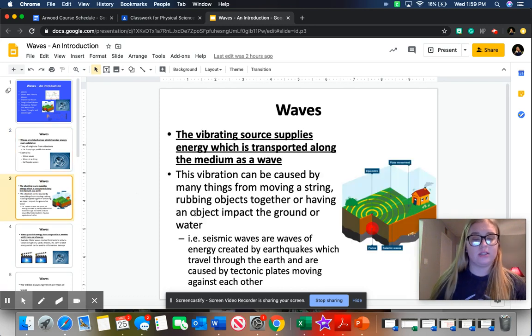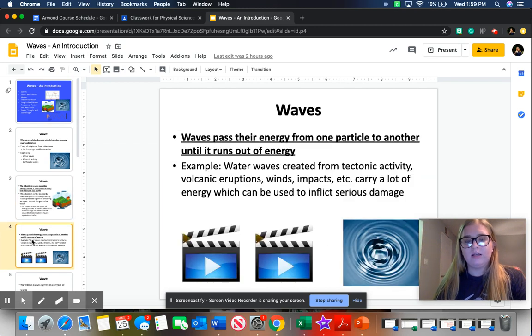So the vibrating source supplies energy, which transports the waves along a medium. That just pretty much means the vibration gives the waves the energy they need to move through objects and to wherever they're supposed to go. So if it's a sound wave, it lets it move from this speaker through whatever it needs to move through to get to your ears. The vibration can be caused by all kinds of different things, so we'll get into that a little later.